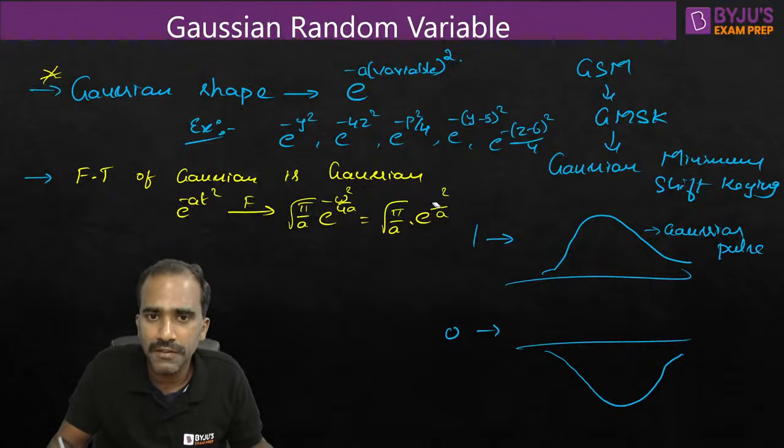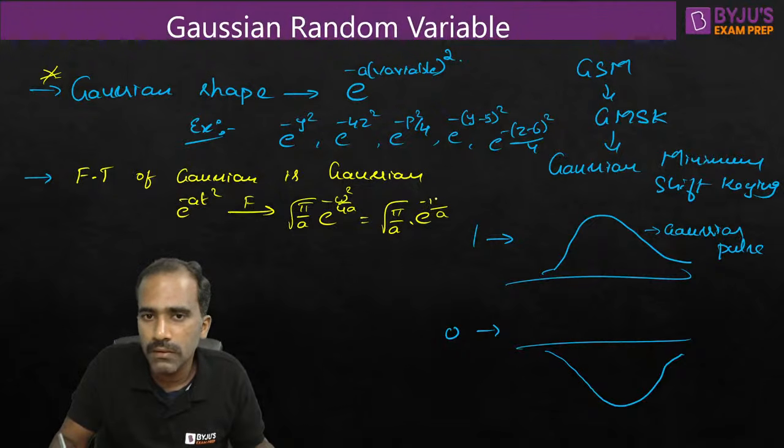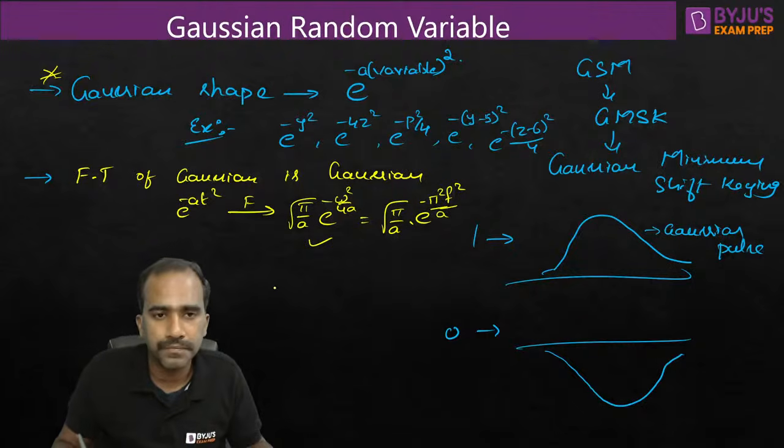It's difficult to derive this one. But using the properties of Fourier transform, you can get this easily. But if you use the basic mathematical Fourier transform formula, it will be tough to get this. So this you can remember. It's easier.